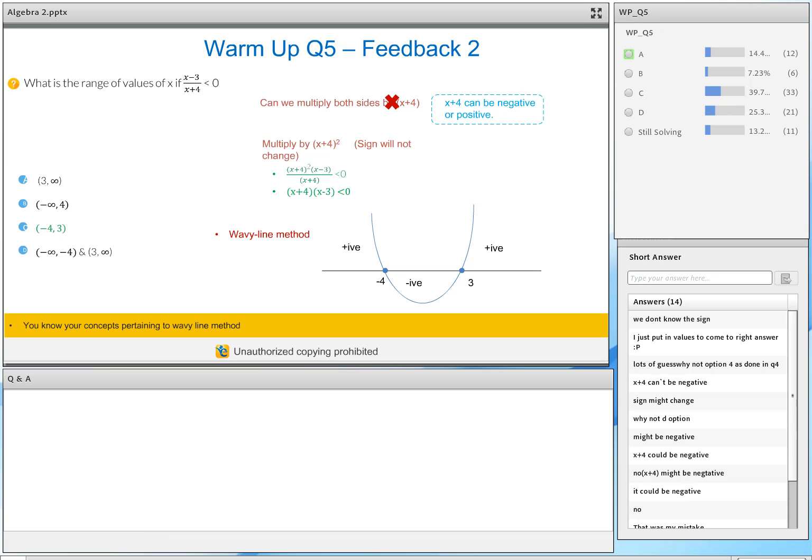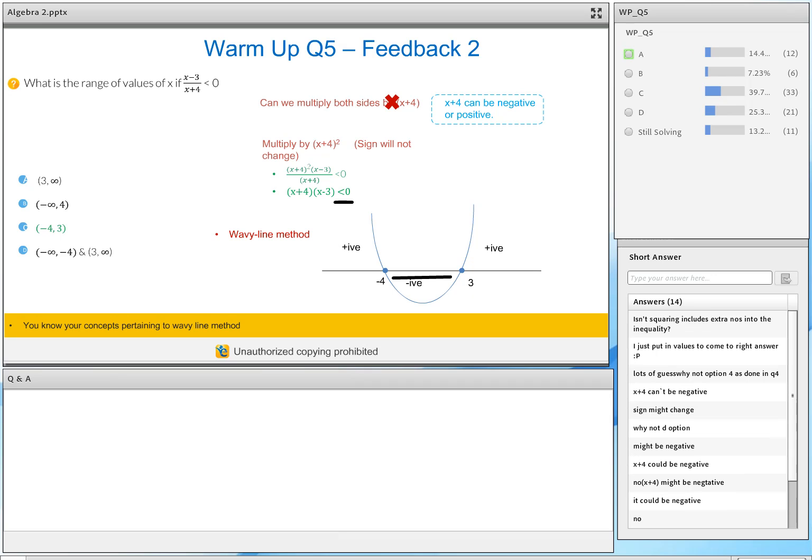All right. So why not D as an option? Because again, you have to take a look at over here the inequality is less than 0, not greater than 0, which means that one of the two numbers should be of different signs. Okay?